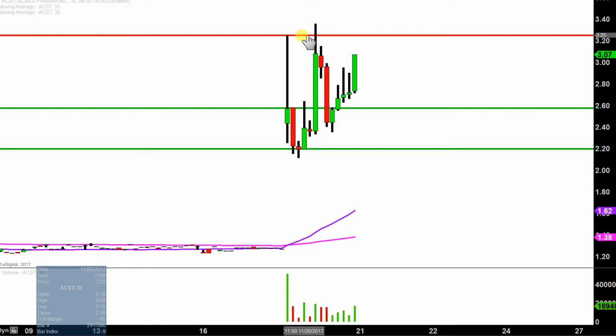But anyway, slice it. Very, very nice day today. Now it's just a matter of can the bulls build upon this momentum going forward? We shall see.